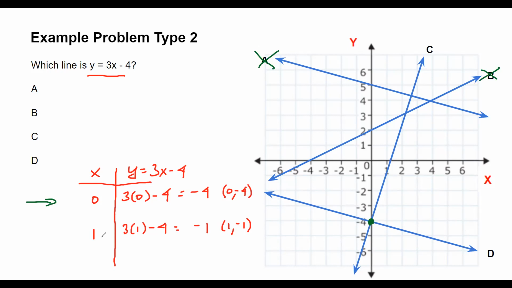We have to plot this second point. That second point is 1, -1. So +1 in the x direction, -1 in the y direction. There is our second point. And now we know that the answer must be C, because the 2 points that we calculated are on line C and only line C.